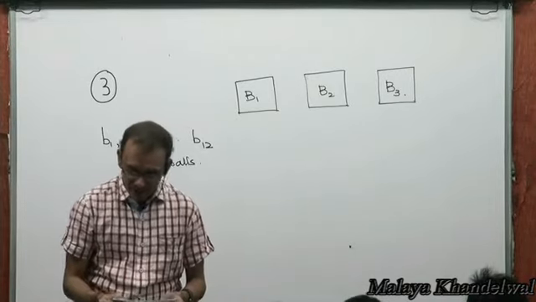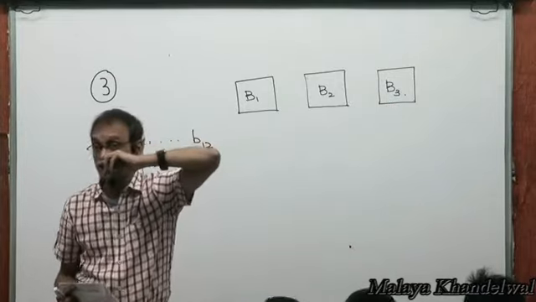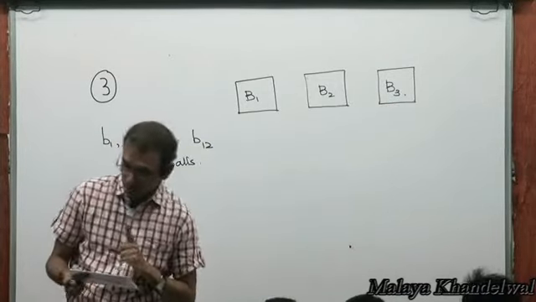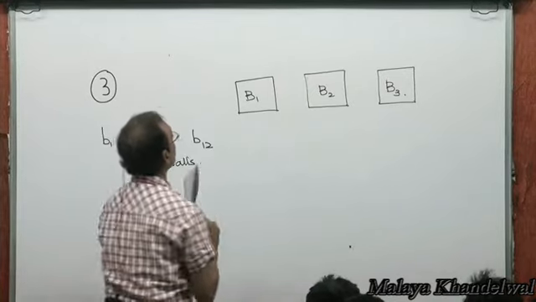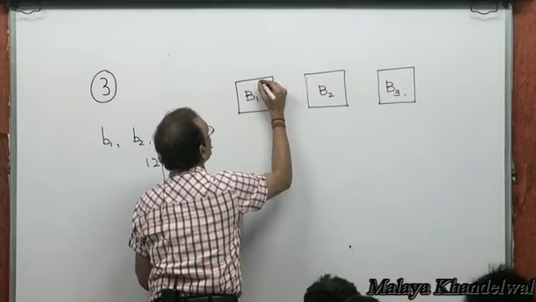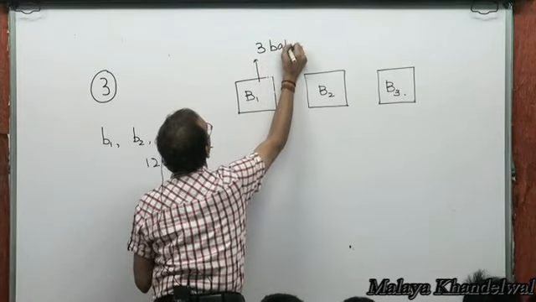What is the probability that, these 12 balls being randomly distributed in these 3 boxes, the first box contains 3 balls? We want to find the probability that this contains 3 balls.